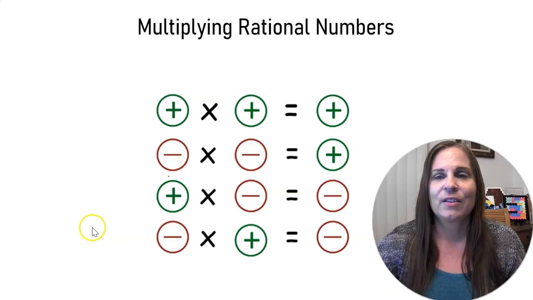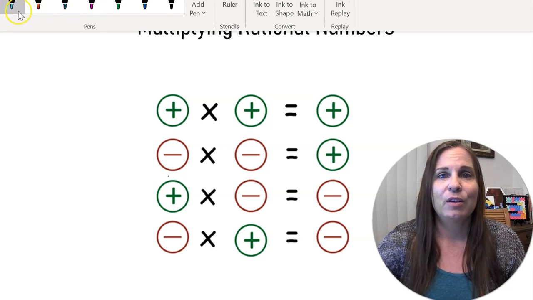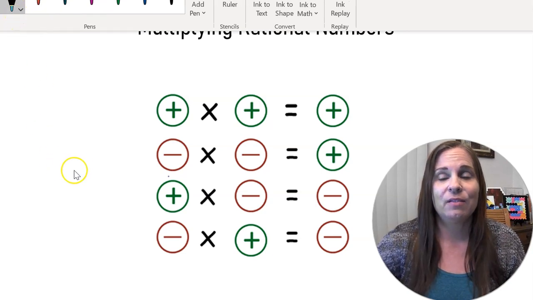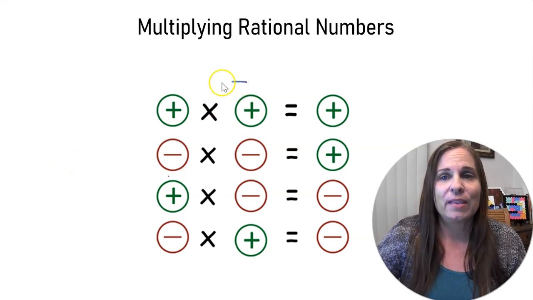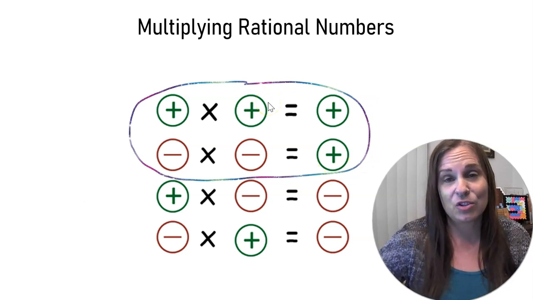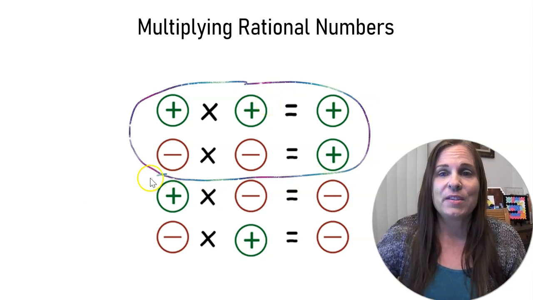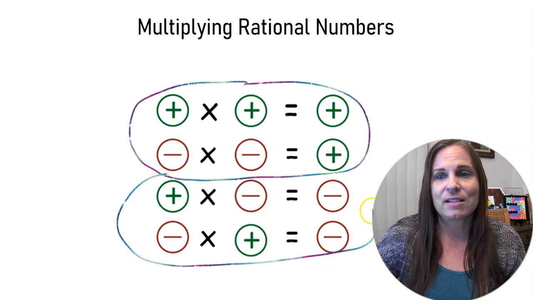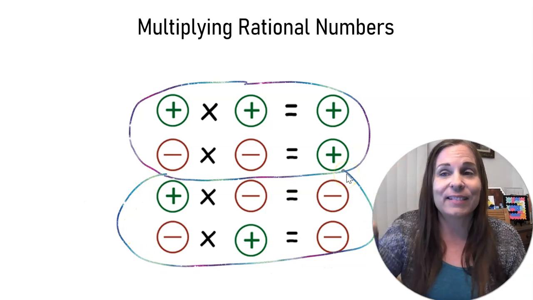Multiplying rational numbers. So you can see that there are two types of problems that result in a positive answer, and two types that result in a negative answer. When the signs are the same, then our answer is positive. When the signs are different, then the answer is negative.